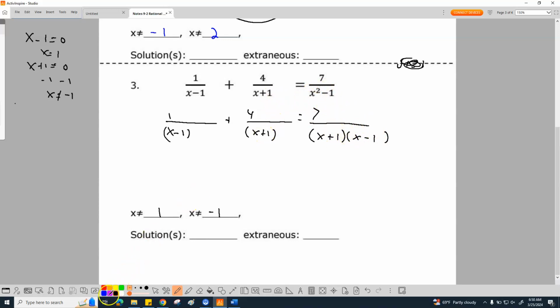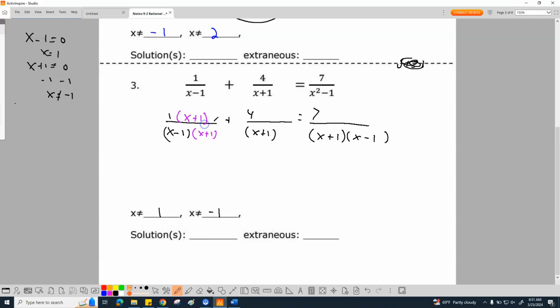Now I have to go look at my denominator and get my denominators to match. So look at what we have for the right-hand side. The most complicated denominator is x plus 1 times x minus 1. Well, check it out. I already have an x minus 1 here and an x plus 1 here. So all I have to do is fill in the missing pieces. So on this one, I'm just missing an x plus 1. So I'm going to write it on top and bottom.